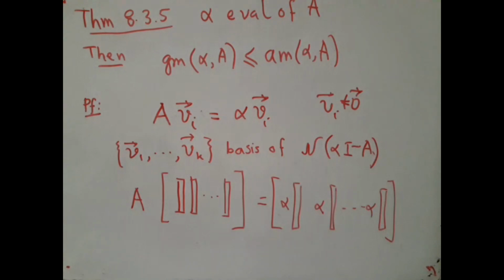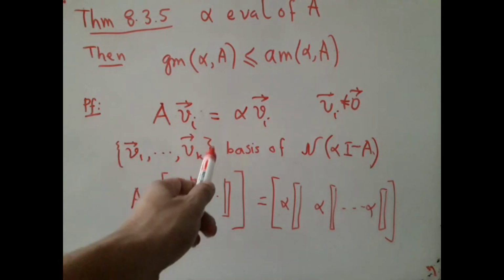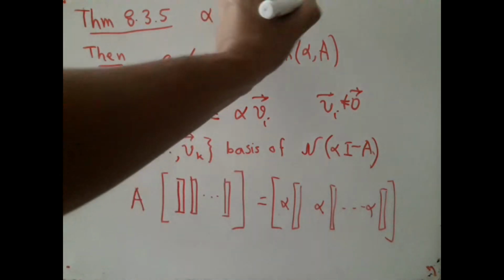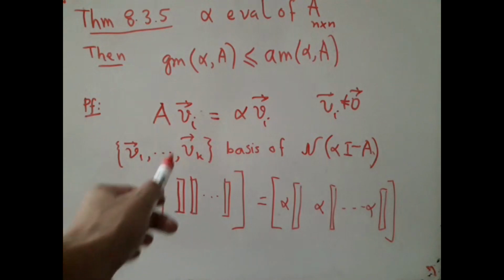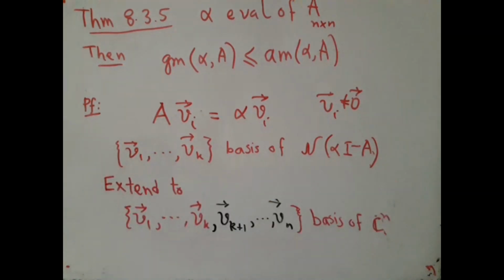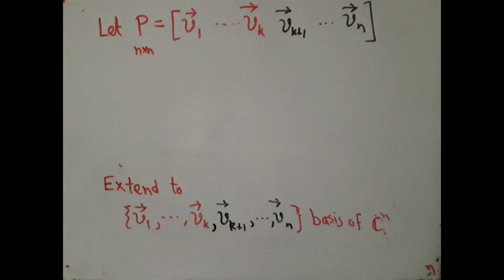Now I shall not do just this. I shall do a little additional thing. I shall extend these to a basis of the entire space. Suppose A is n by n. In that case I will extend it not just to Vk but to Vk+1 up to Vn, which will be a basis of Cn. Now I shall do the same trick. I will stack all these side by side and as a result I will get a matrix which is non-singular. Suppose I call that matrix P.